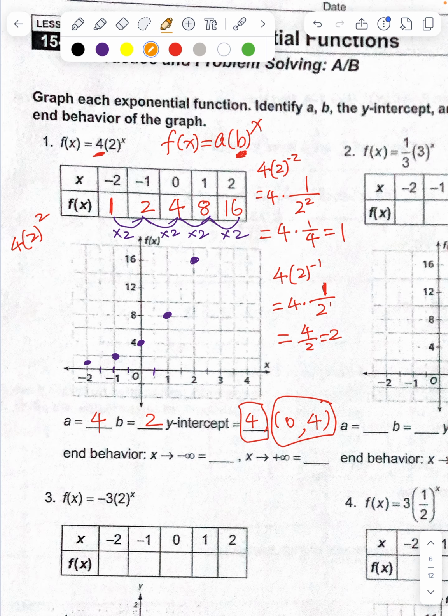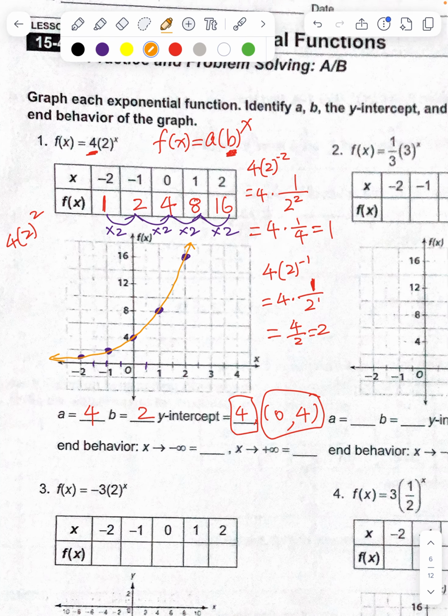Now we're going to connect them by a nice curve. Never a straight line, okay. And the behavior, that means all the way to this direction. This is when x goes to positive infinity. So x gets bigger and bigger, and the y value is going to look like this. The y value gets bigger and bigger, right?